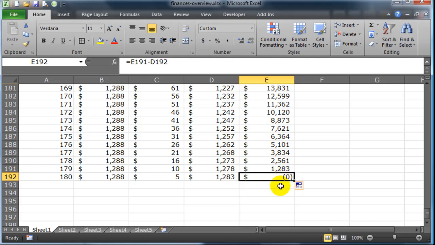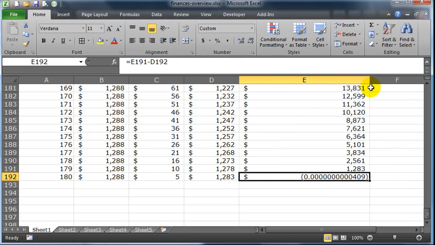Now you notice I've got parentheses on here. Don't worry about that too much. That's because Excel is putting in a really specific number. If I were to show a bunch of decimals, we'd actually see at some point, let me make this bigger. There we go. It's not truly a 0, but it's close enough to a 0, so that's why it's actually a negative 0.00000, a bunch of zeros, 409. But if I'm only showing a couple decimal places, that's perfectly fine.